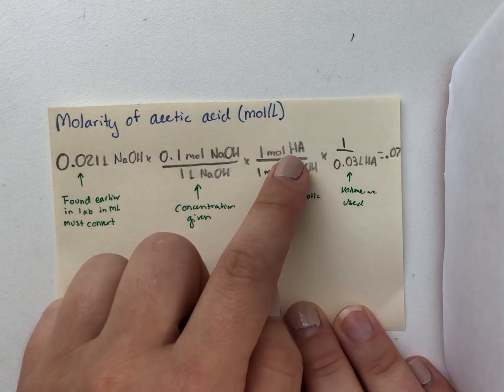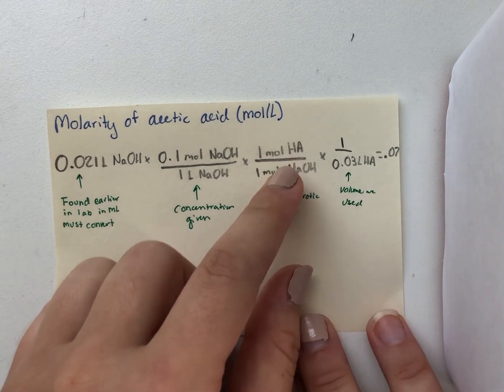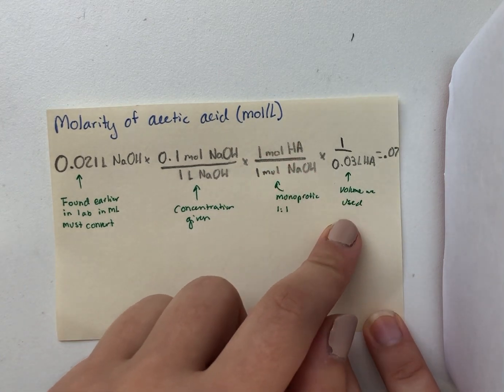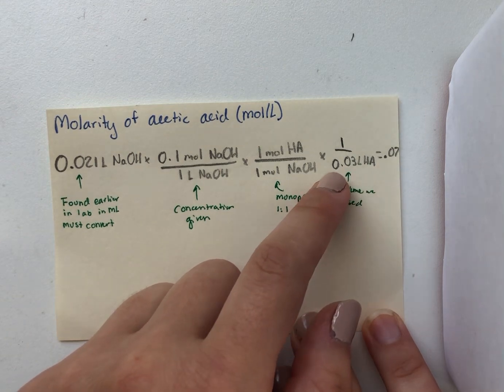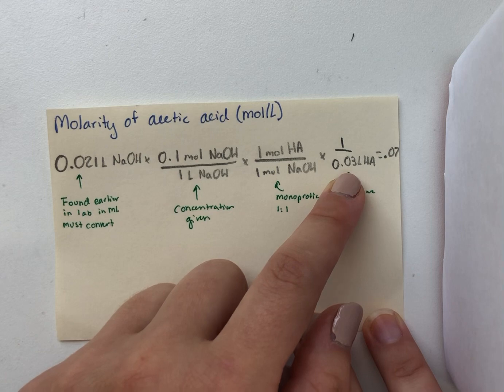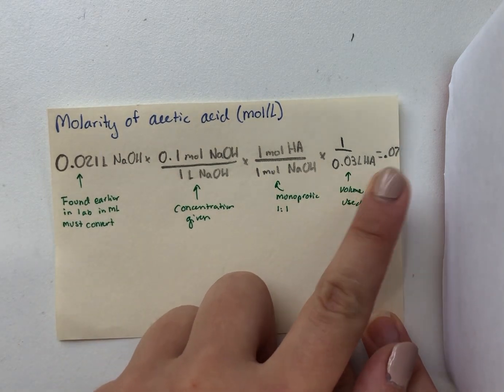Now in this case, our HA was given. We know that's acetic acid, but we're going to continue to label it as HA. And then here we have the volume used. So again, we had to change, instead of having 30 milliliters, it's just 0.03 liters. And then that will give us 0.07 moles per liter of acetic acid.